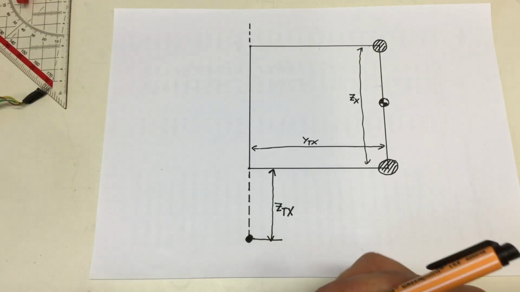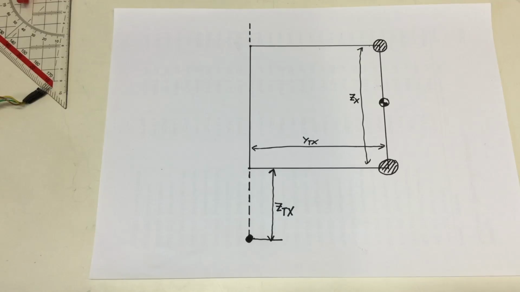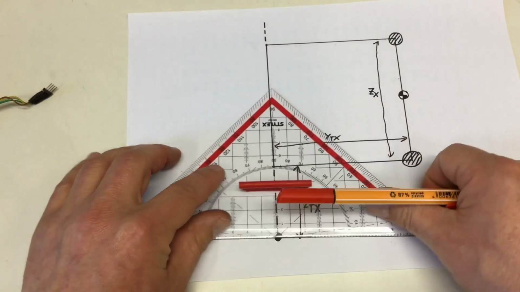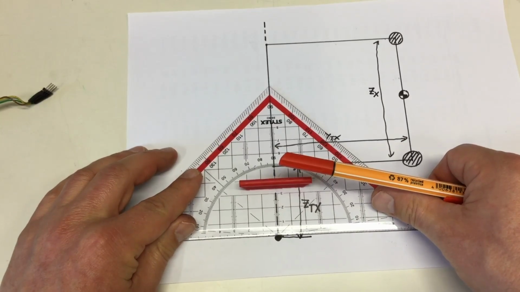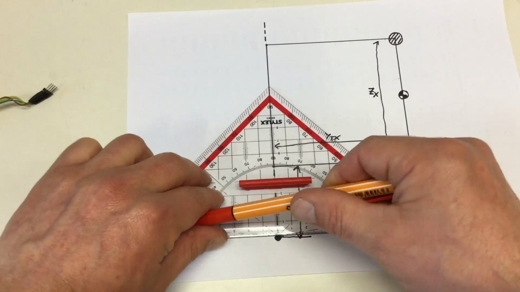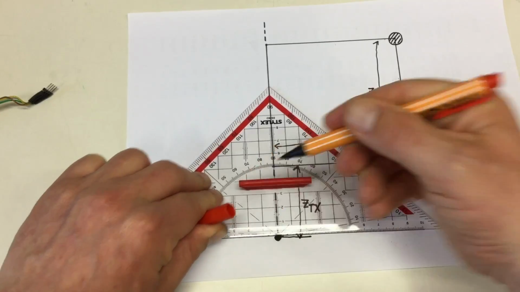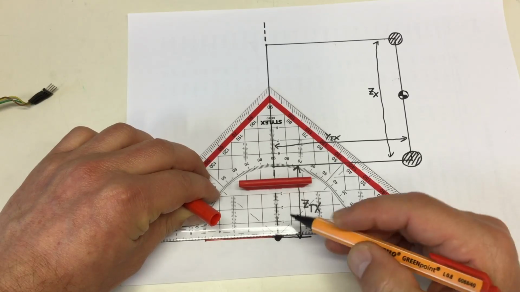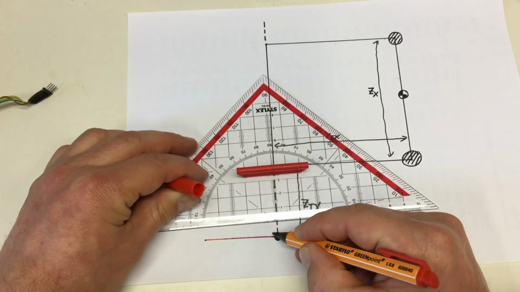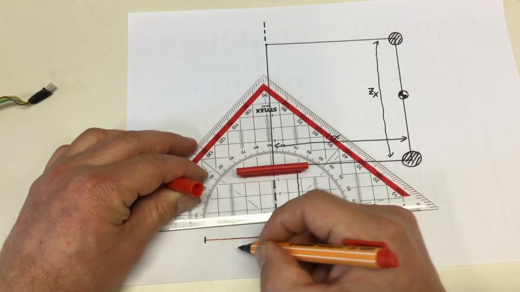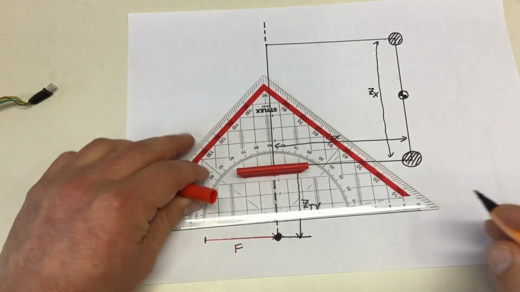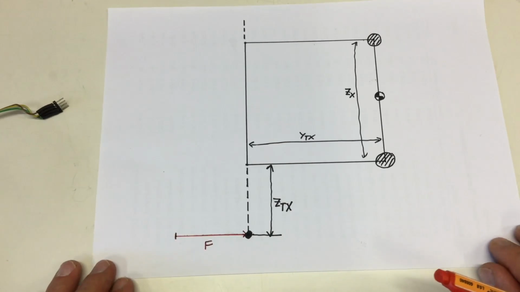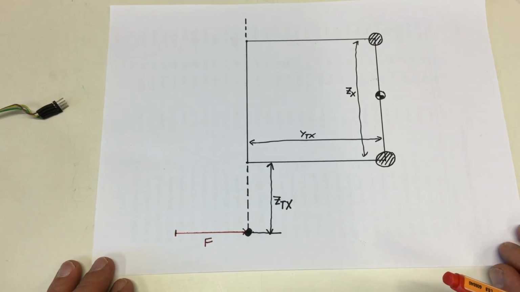And our forces, we said, come from the side on the y-axis. So let's draw that in. I do it 5 centimeters long, and this is our force. So that's all we need, I hope, to calculate it.